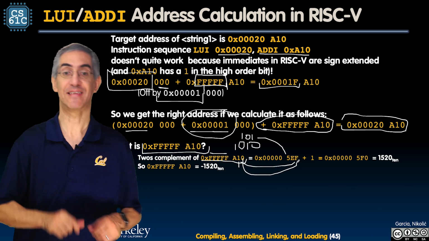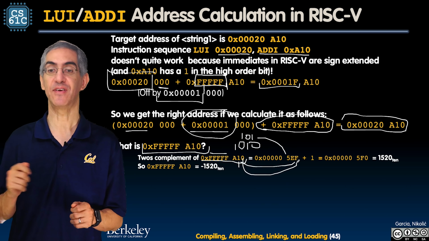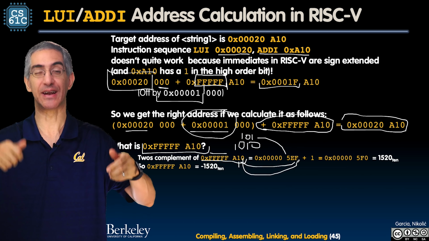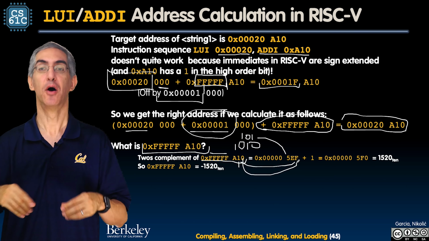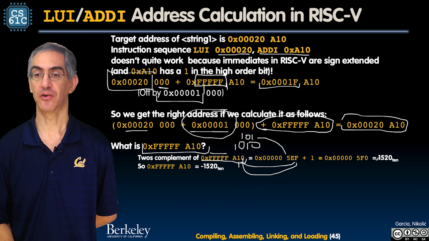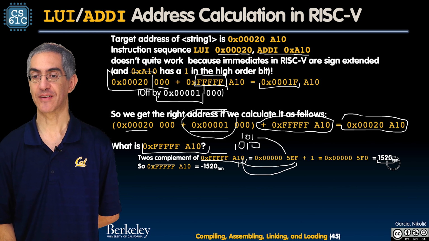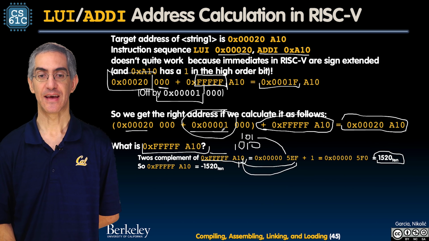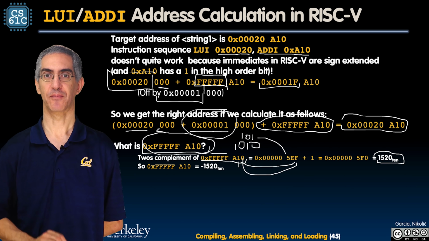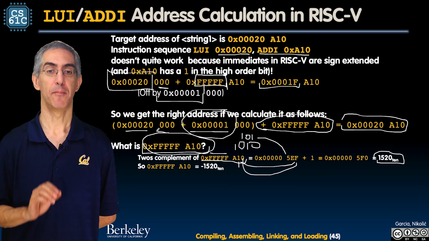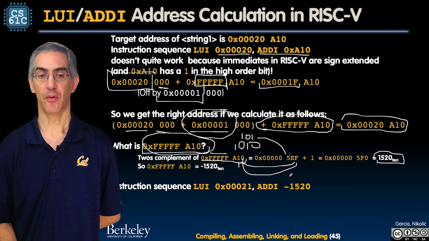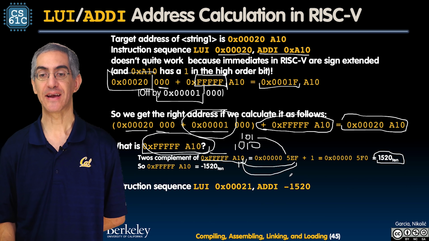5EF is my value. Let's add that 1 now. Remember, to figure out what the 2's complement is, I flip it and add 1. So 5EF plus 1 is 5F0. 5F0 is 1520, okay? So that means this number was negative 1520. So minus 1520. So here we go. The instruction sequence is minus 1520.